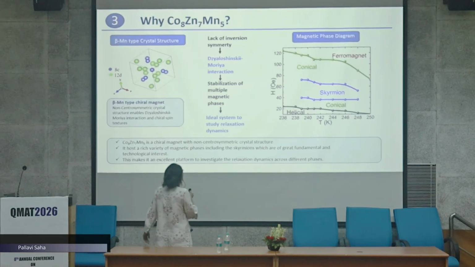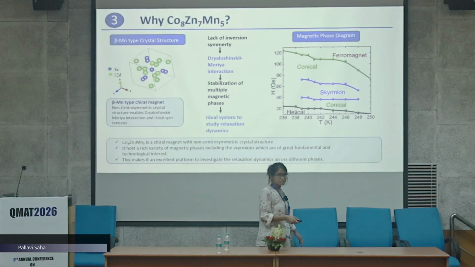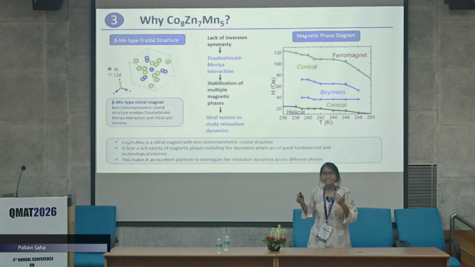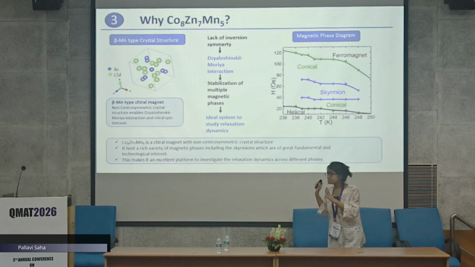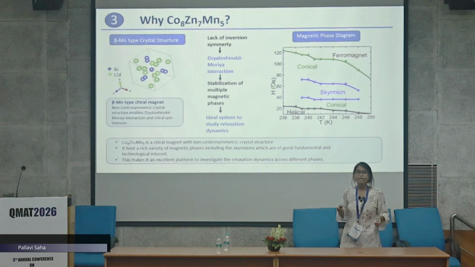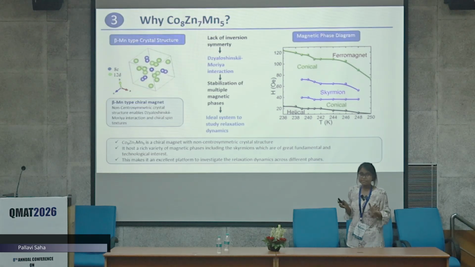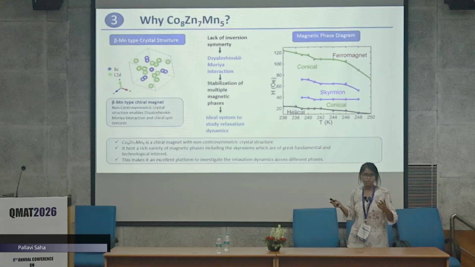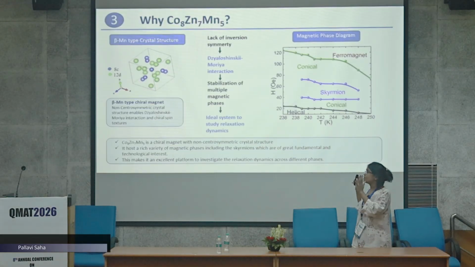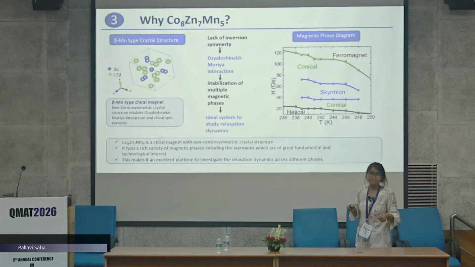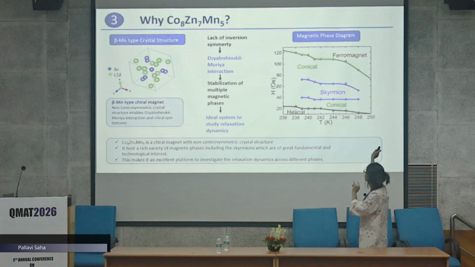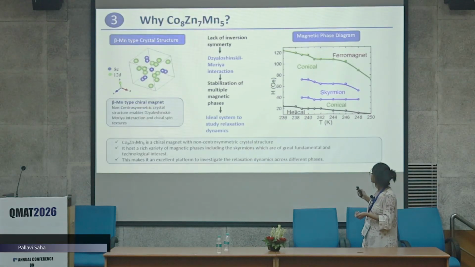So firstly about the system, the Co8Zn7Mn5, this is a chiral magnet, beta type chiral magnet. Actually this system has a broken inversion symmetry, and that is why it has competing magnetic interactions present. And due to these competing magnetic interactions, it hosts skyrmions as well as many different magnetic phases like helical, conical. And that is why we have selected this system for this study, and we have probed it near this skyrmion phase region to understand the dynamics.